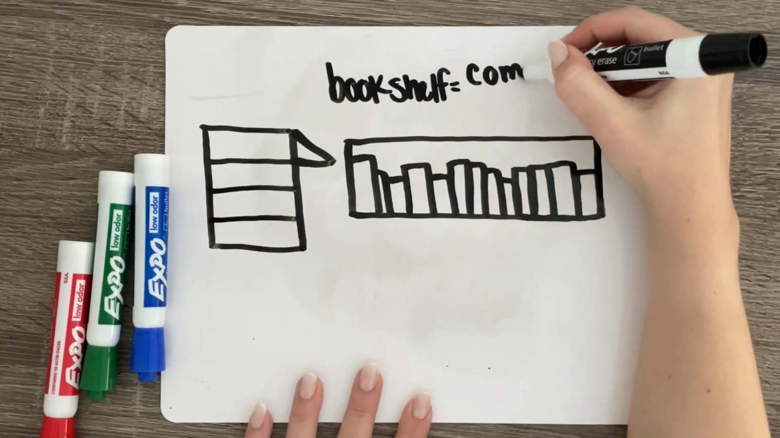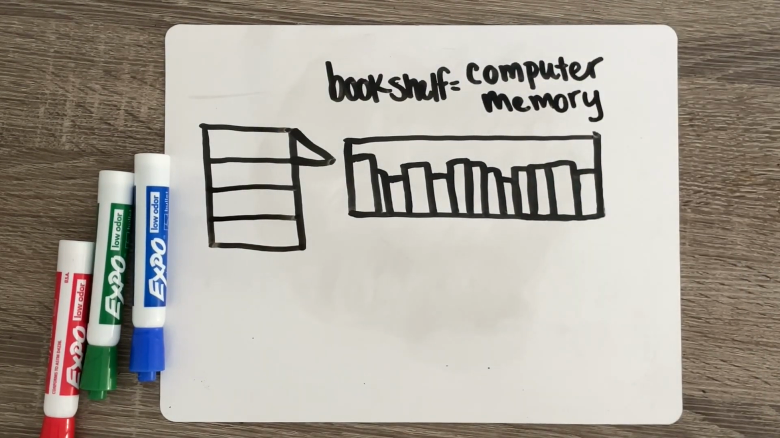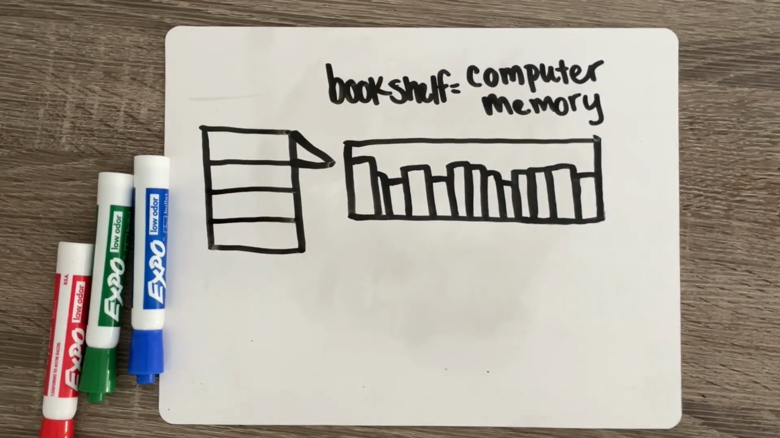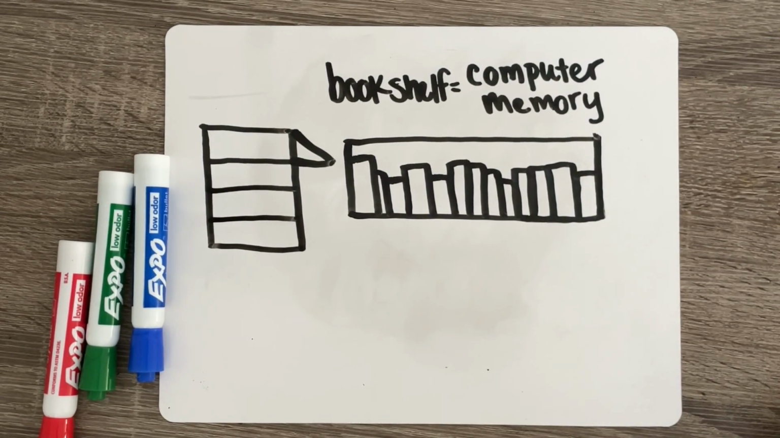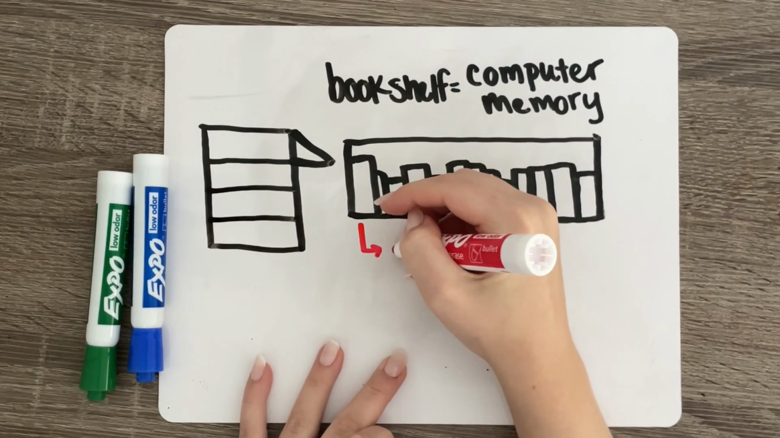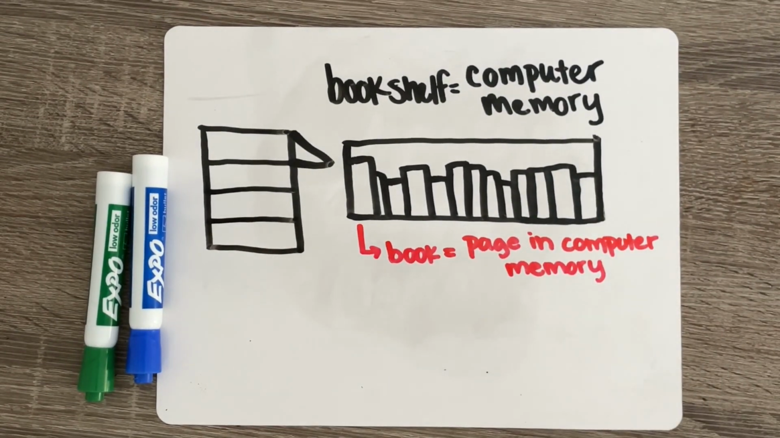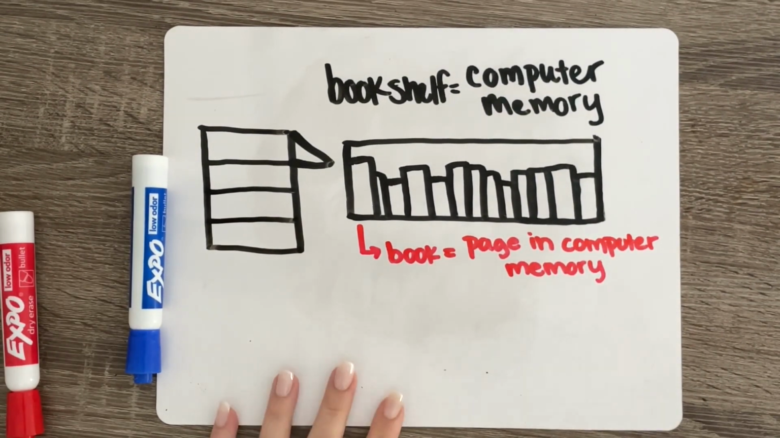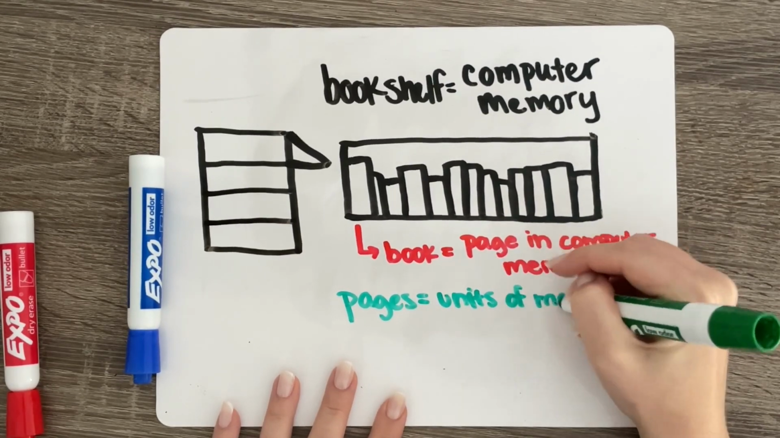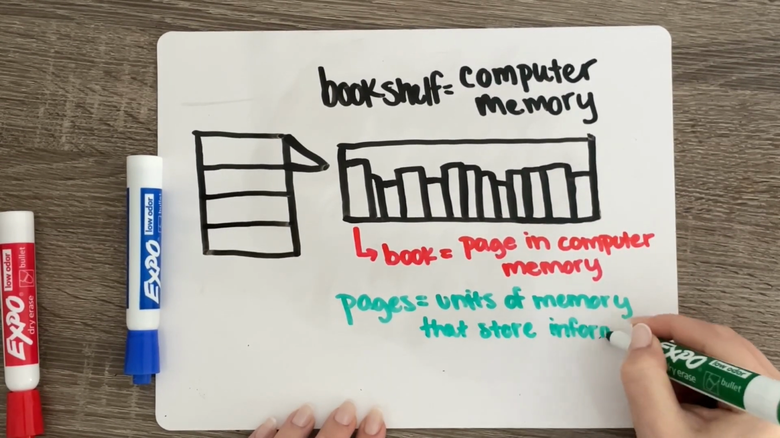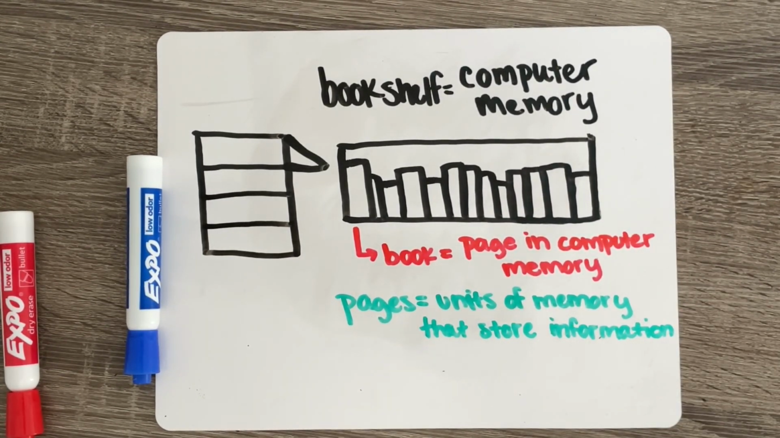So first we're going to draw a bookcase, and today we're just going to be looking at one bookshelf on the bookcase. Now this bookshelf is going to represent the computer's memory. Each individual book on the shelf corresponds to a page in the computer's memory. The pages are units of memory that store information, similar to how books have their own pages that contain content.